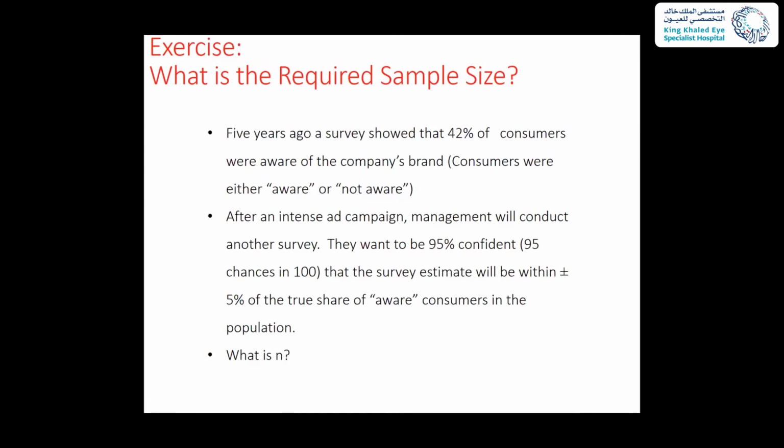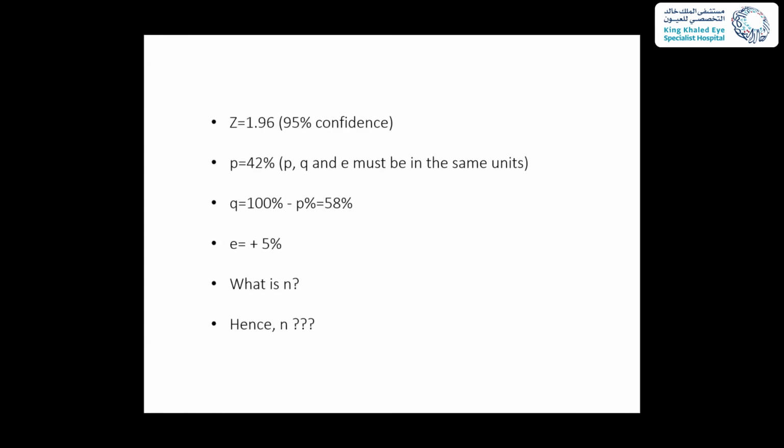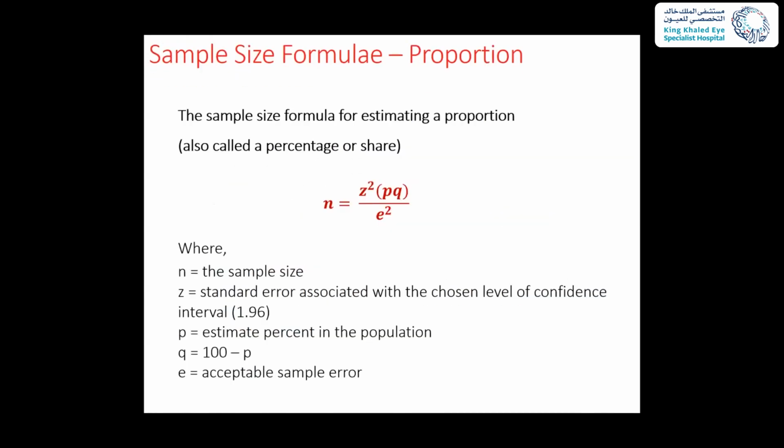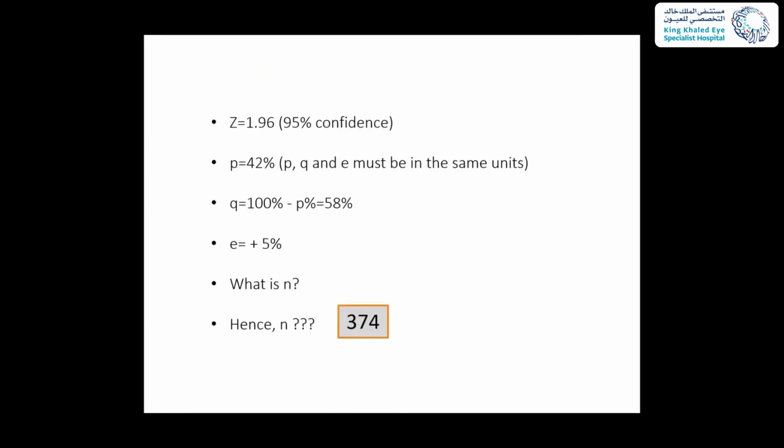If we take this as an example, for the sample size, you just fit the numbers in. We have a proportion of 42%, Z is fixed, Q will be 1 minus 42, which is 58%. The estimated error is 5%. So what is N? I just put it in the formula as I showed you here, and you will get a sample size of 374. So it's very easy to calculate your sample size for a survey.